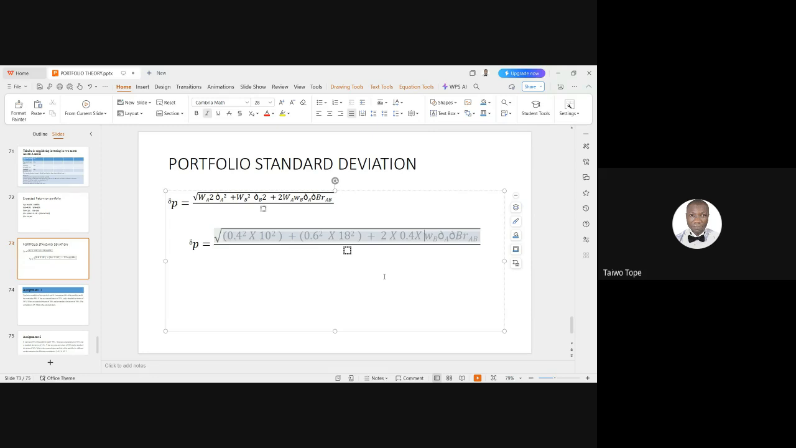The weight of security B is what? 60%, 0.6. What is the standard deviation of security A? 10. Standard deviation of security A, that is 10, right? 10. The standard deviation of security B is what? 18. What is your correlation coefficient?